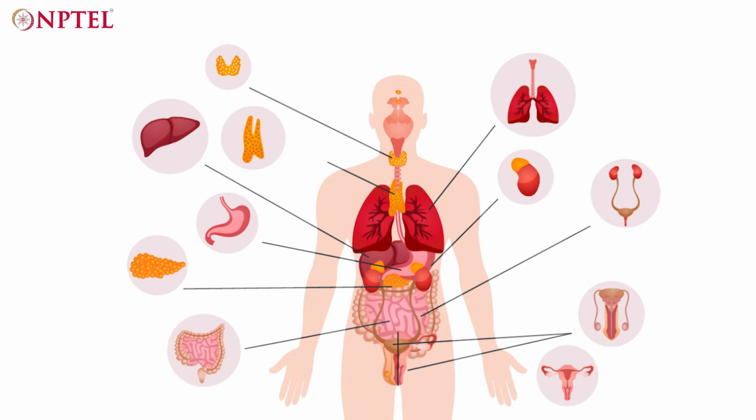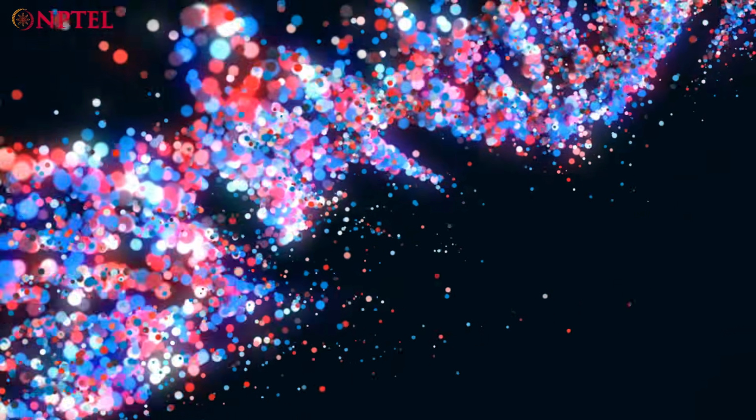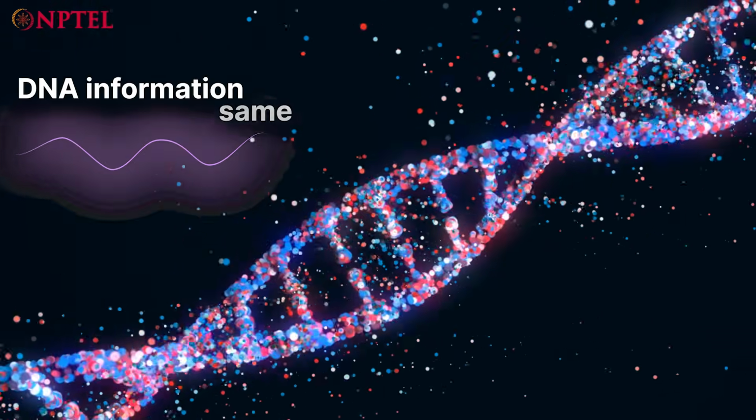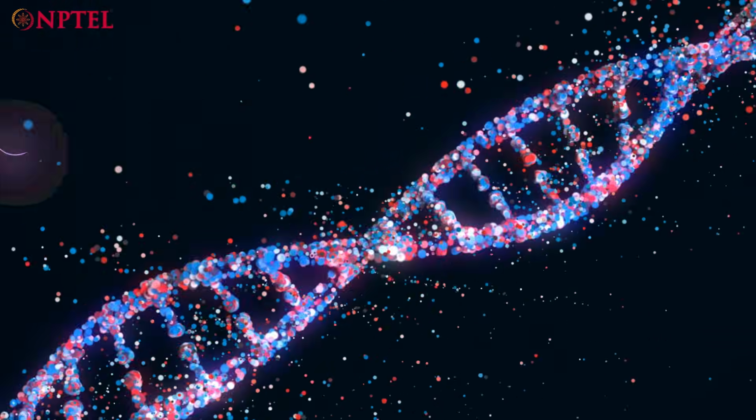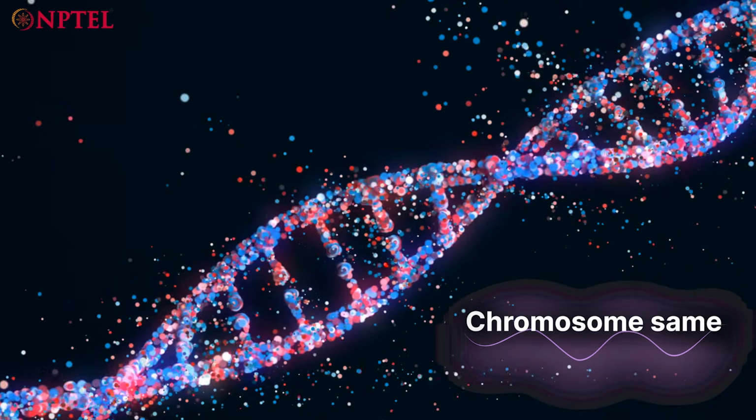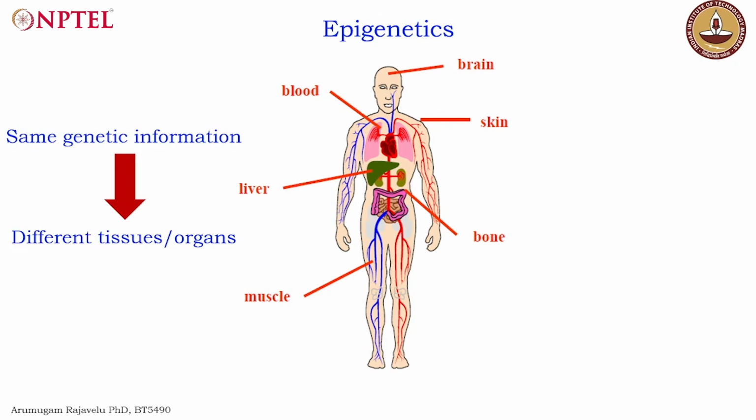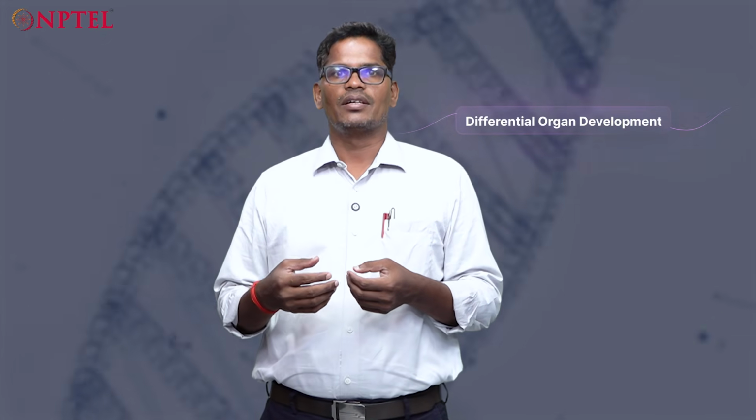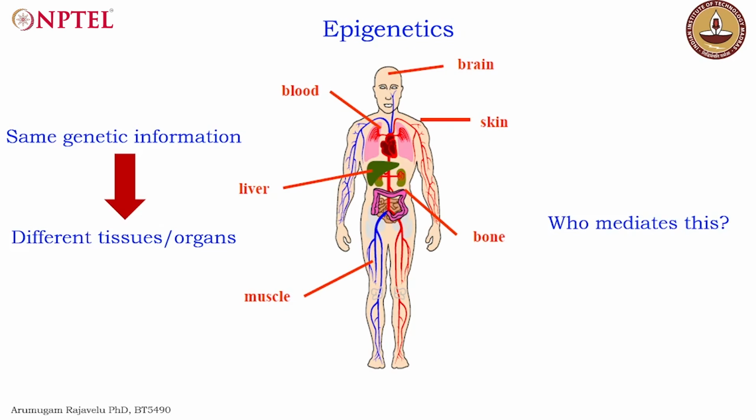But what is common in all the organs? We have the same genetic material. So the DNA information is the same, the chromosomes are the same, the arrangement is the same. But what brings different tissues and organs? Although you have the same genetic makeup, you have differential organ development and differential tissue development. The question comes here: who actually mediates? Who brings the differences? Although the genetic information is the same, now we can connect analogies 1 and 2 that I mentioned.